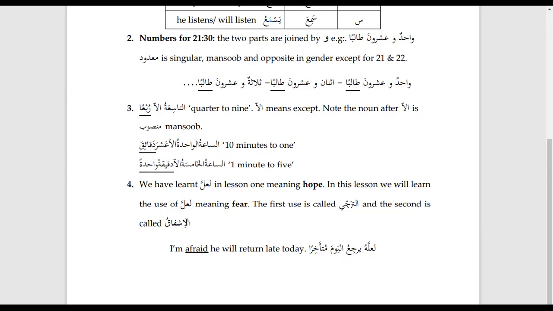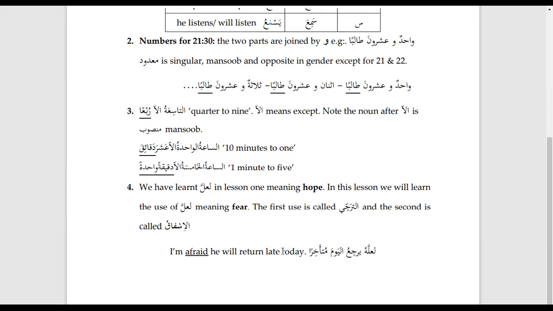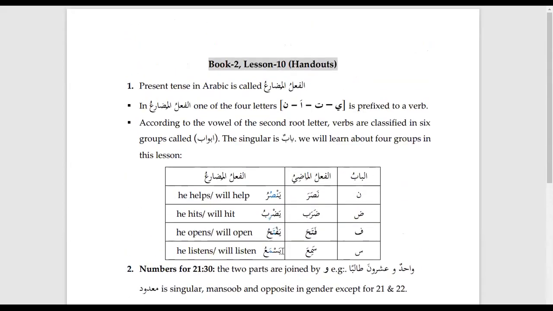So la'alla has 2 meanings. Either it can be hope or it can be fear. It depends on the speaker: if he is confident or sure about something, then he is using it in the context of hope. And if someone is not sure about something, then he is using it in the context of fear. So لَعَلَّهُ يَرْجِعُ الْيَوْمَ مُتَأَخِّرًا, I'm afraid he will return late today. Any questions so far? This lesson doesn't have lots of new ideas, but it starts with the present tense. So our focus today, inshallah, will be on the present tense.